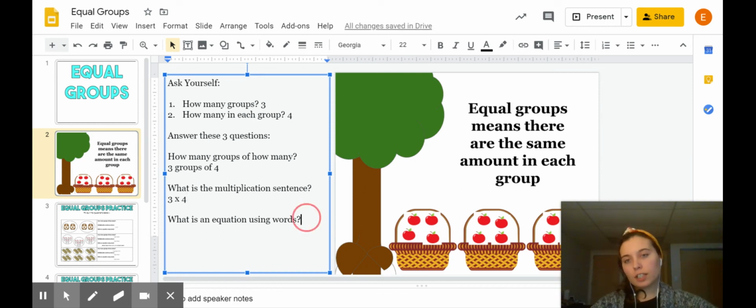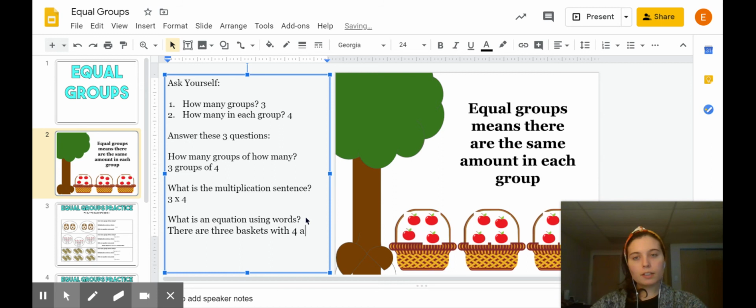And the last question is, what is an equation using words? Meaning, how can I explain the equal groups using my words? Not using multiplication signs, not using equal signs, just using my words. How would I describe these groups? I would start off by saying there are three baskets with four apples in each. It's like using real life words to explain the equal groups.